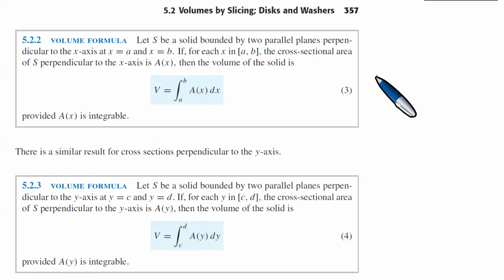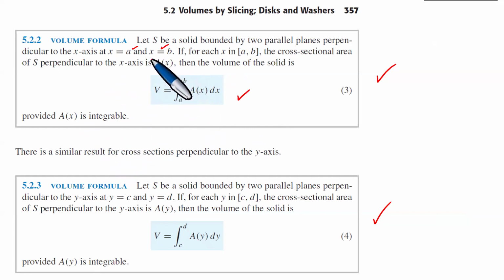Okay, let's see what we need to do here. We have the formulas that we're going to learn, like formulas 3 and 4. Let S be a solid bounded by two parallel planes perpendicular to the x-axis at x equals a and x equals b. If for each x in [a, b], the cross-sectional area of S perpendicular to the x-axis is A(x), then the volume of the solid is V equals the integral from a to b of A(x) dx, provided A(x) is integrable.